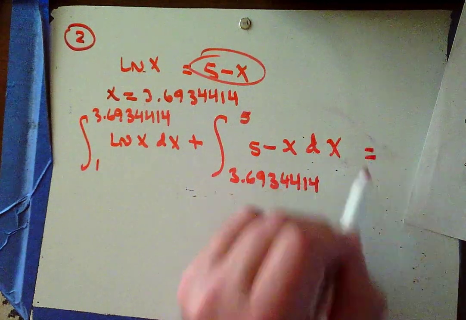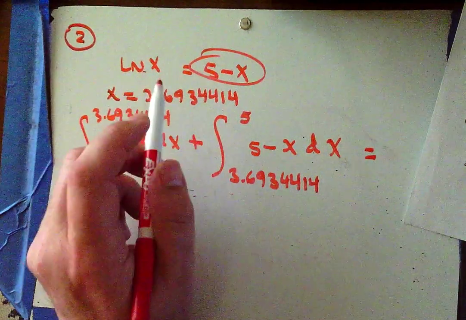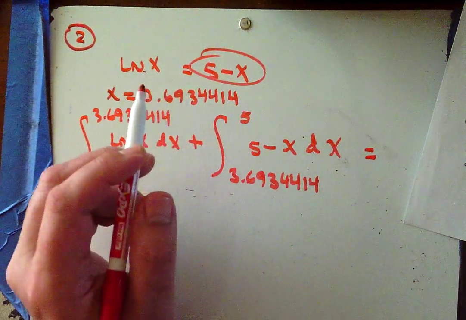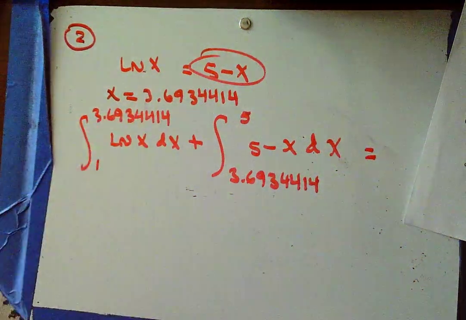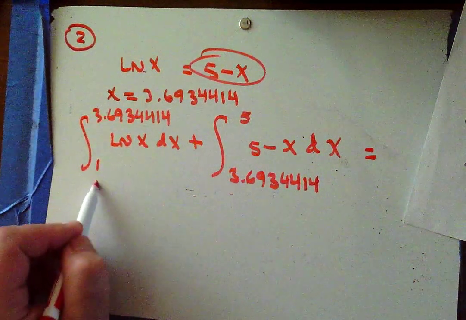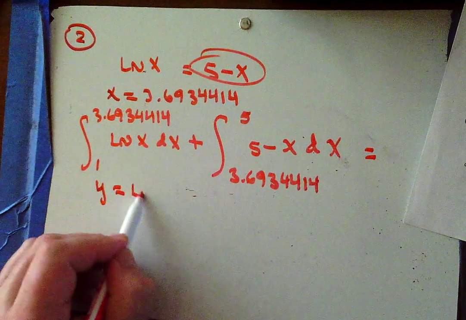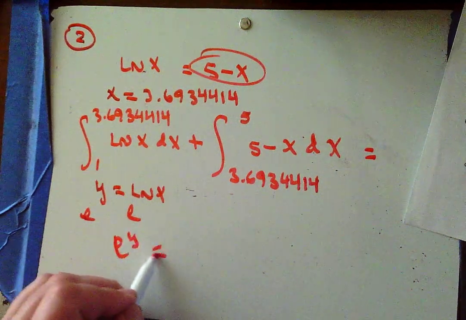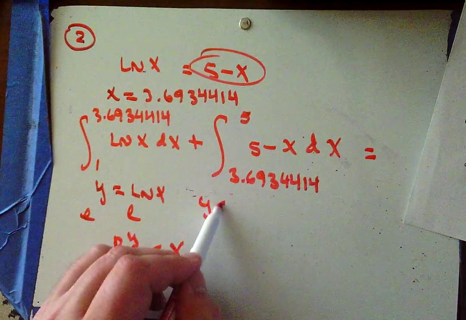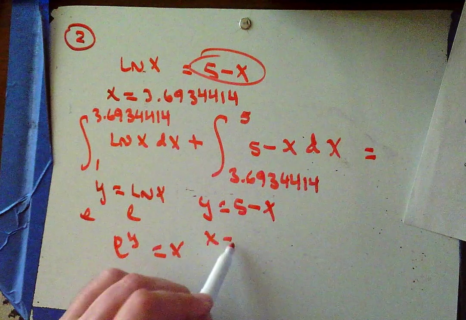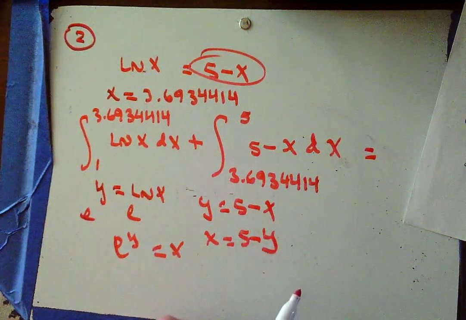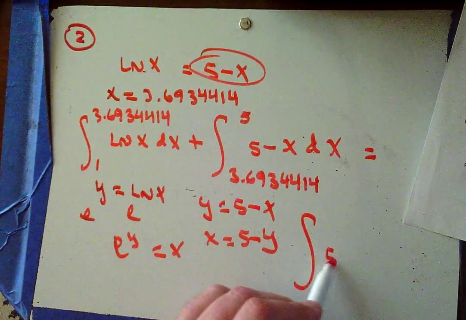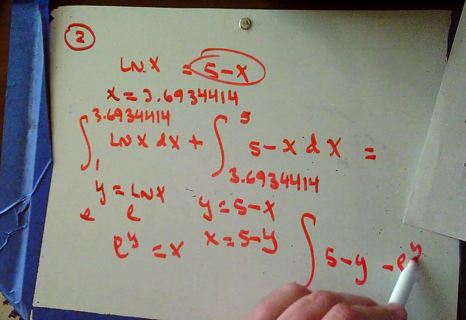Okay, so that's one way to do it, but I like doing this problem as right minus left, because then I only need one integral. However, I do need to solve each equation for x equals. So right now I've got y equals ln of x. I exponentiate and get e to the y equals x. And here I have y equals 5 minus x, or x equals 5 minus y. So then, my right minus left integral would be 5 minus y minus e to the y.